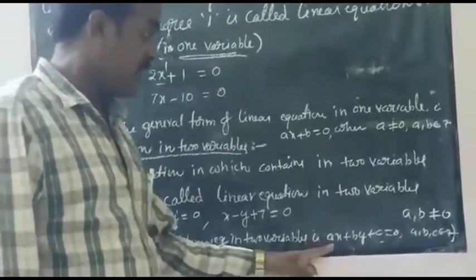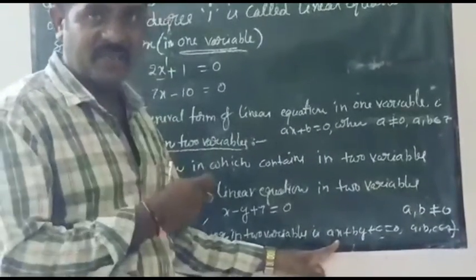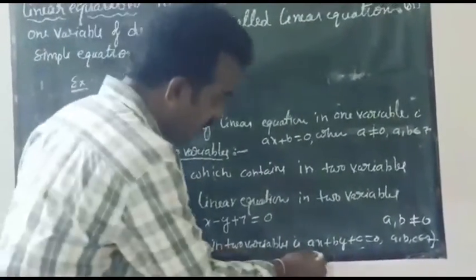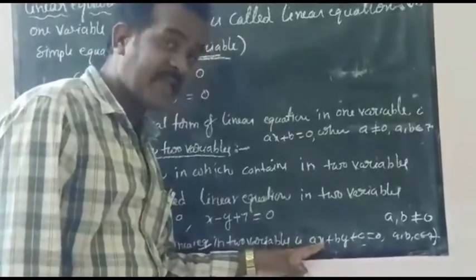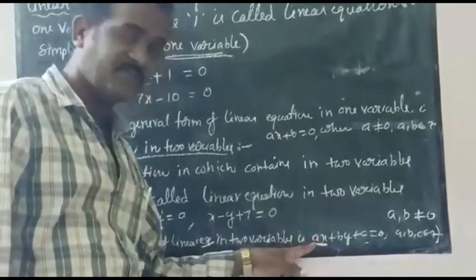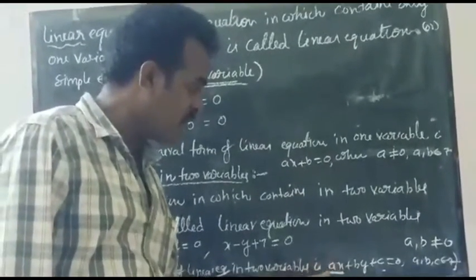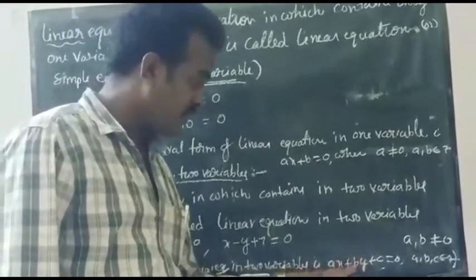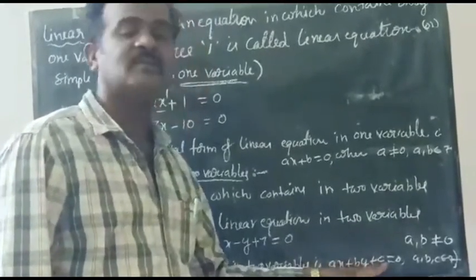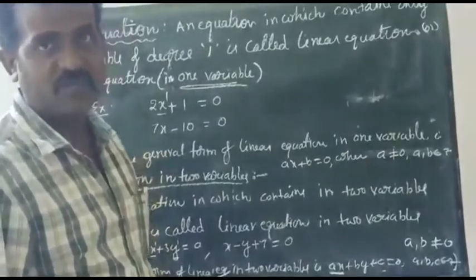Listen carefully. Here the x coefficient is a. In the term ax, the value before x, which multiplies x, is the coefficient of x. So the x coefficient is a and the y coefficient is b. This is called the constant.